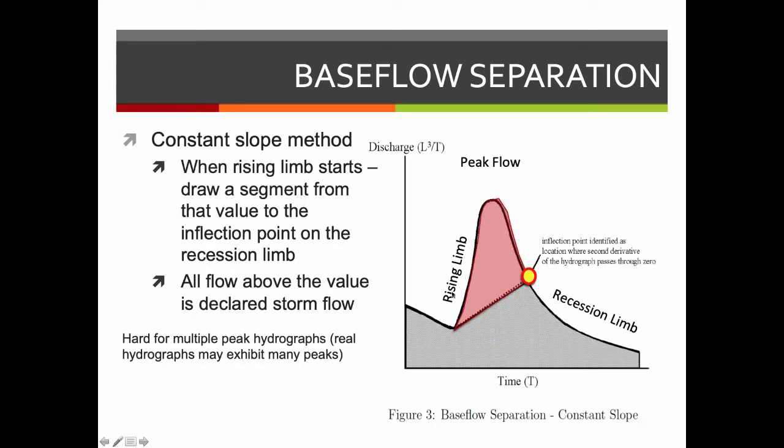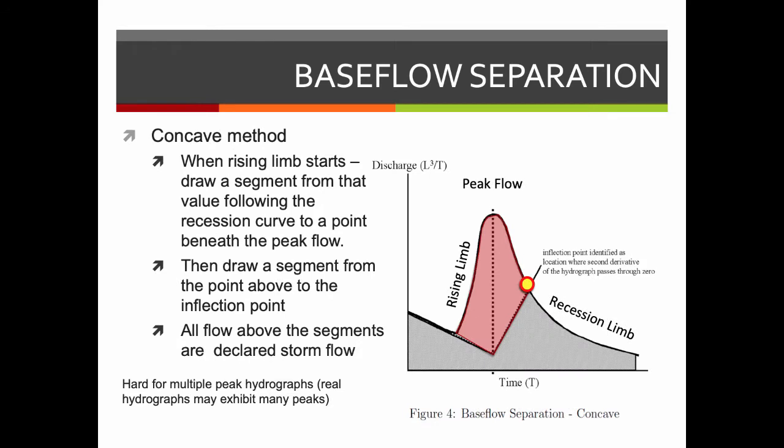The second method is called the constant slope method, and again we start at the same point on the rising limb. This time we extend a line segment to the inflection point and declare everything above that the storm flow. This is fairly difficult to implement in multiple peak hydrographs, implement algorithmically, that is. If you're doing them by hand, the human eye can quite quickly make these kind of drawings, but teaching a computer to do it, not so easy.